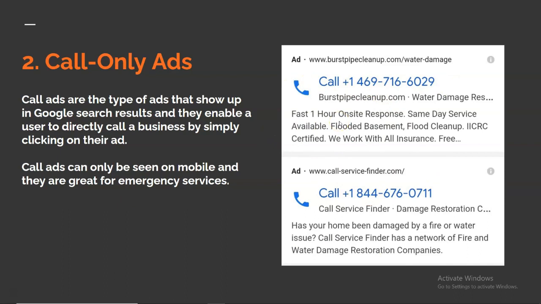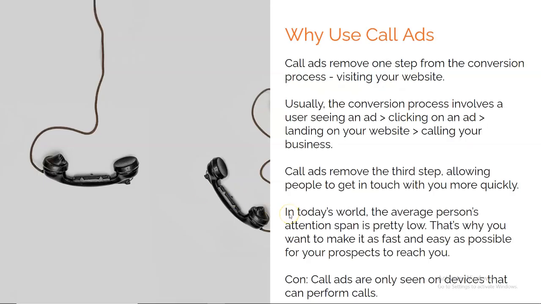The user scrolls through the mobile device and sees these ads. You can simply tap on the phone number that's displayed, and they will directly call a business. So they don't even have to visit a website to call a business. Call ads can only be seen on mobile, and they're great for emergency services. Call ads remove one step from the conversion process, visiting your website.